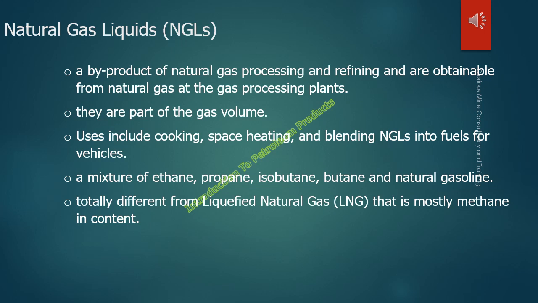The uses of the NGL include cooking, space heating, and blending NGLs into fuels for vehicles. It is a mixture of ethane, propane, isobutane, butane and natural gasoline. This is totally different from liquefied natural gas, LNG, that is mostly methane in content.